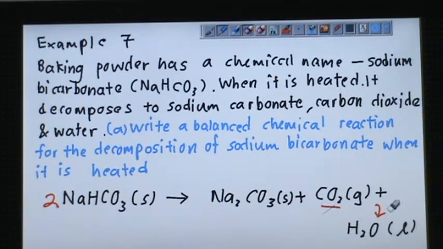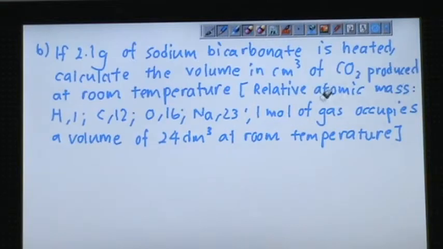So the next question will be, they want you to find the volume of CO2 being produced, given the mass of the sodium bicarbonate is 2.1 gram. Okay, so let's look at the question now. If 2.1 gram of sodium bicarbonate is heated, calculate the volume in cm cube of CO2 produced at room temperature, and all the information given. So what we are supposed to do right now is we write the equation again.